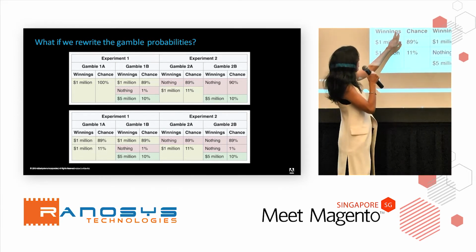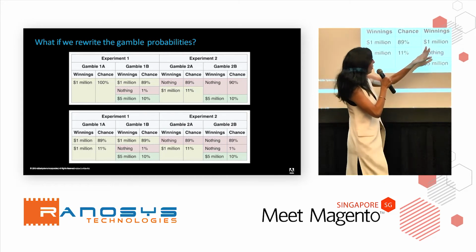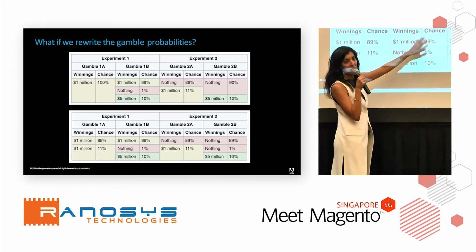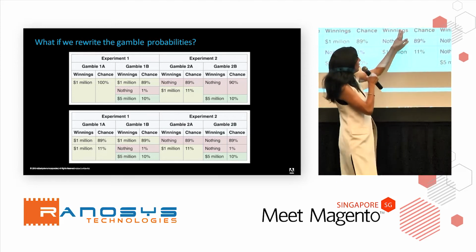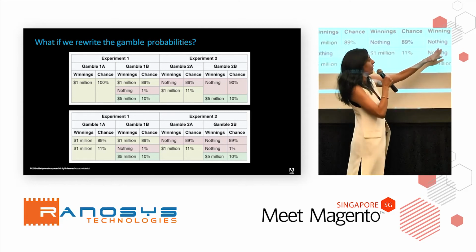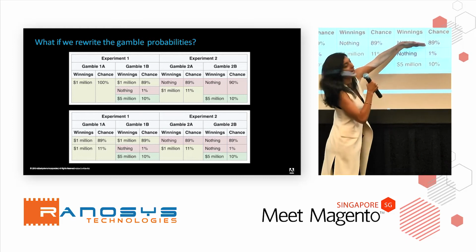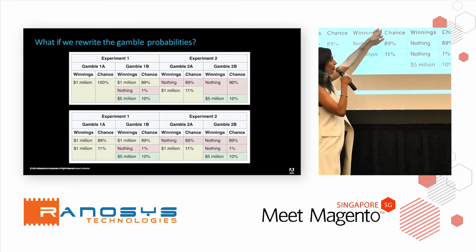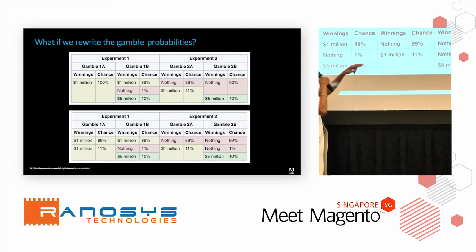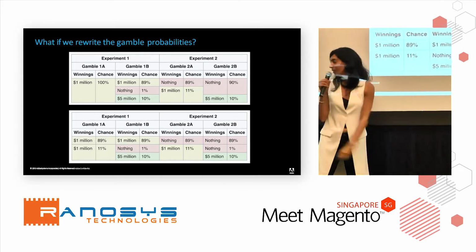Now notice we're comparing 1A to 1B. $1 million, 89% chance, the same thing. We're good. In the second experiment, we have nothing for 89% chance, nothing for 89% chance. So here, if I scratch these out, I can do that, right? Because I'm just comparing 2A to 2B, and these are the same. I can also scratch this and this, because they're the same. Next slide.